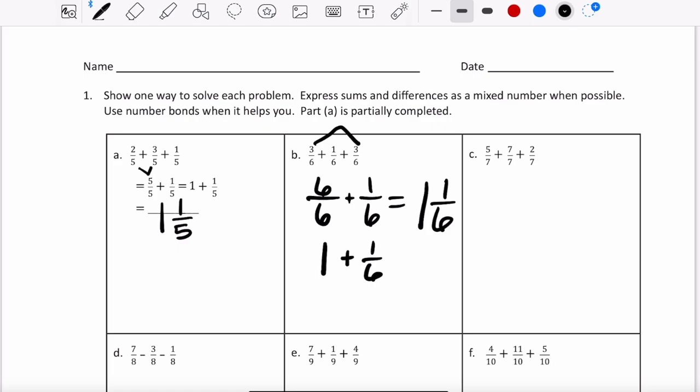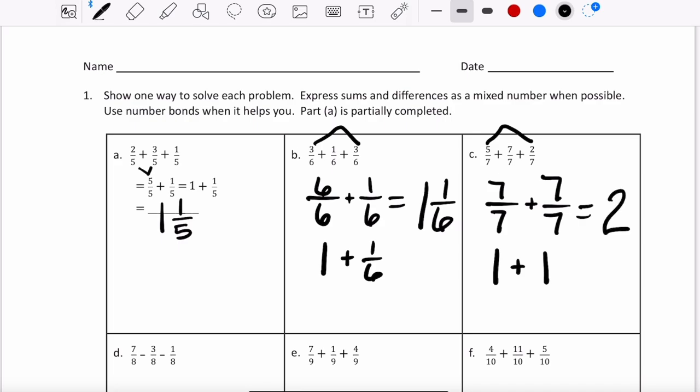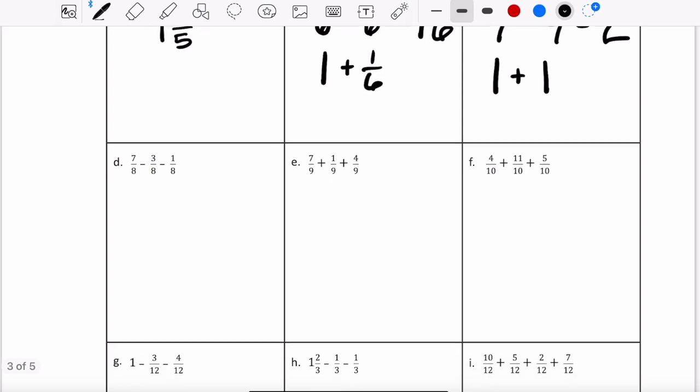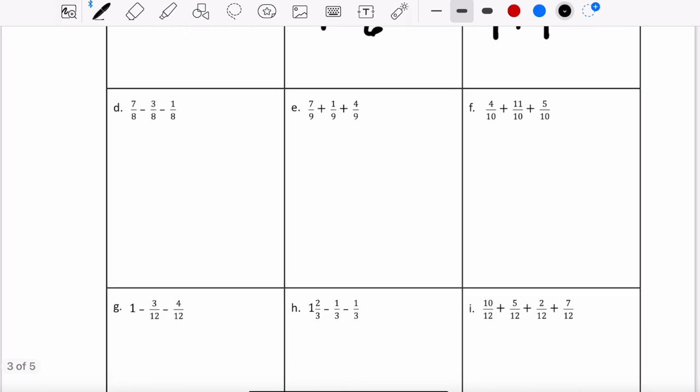On the next one, 5/7 plus 7/7 plus 2/7. If we combine 5/7 plus 2/7, we have 7/7. And if we add that to 7/7, we know that each 7/7 is 1 whole, so 1 plus 1 equals 2 wholes. All right, the next one.